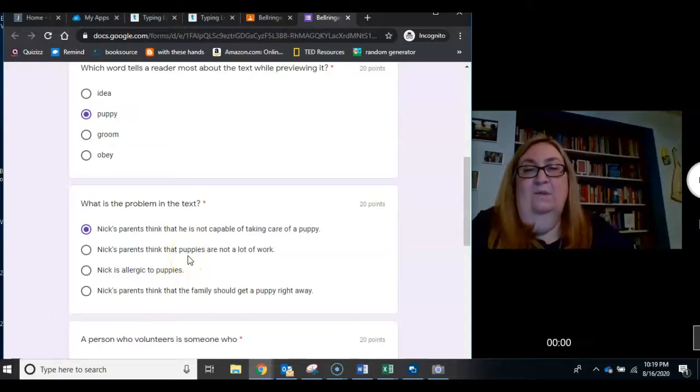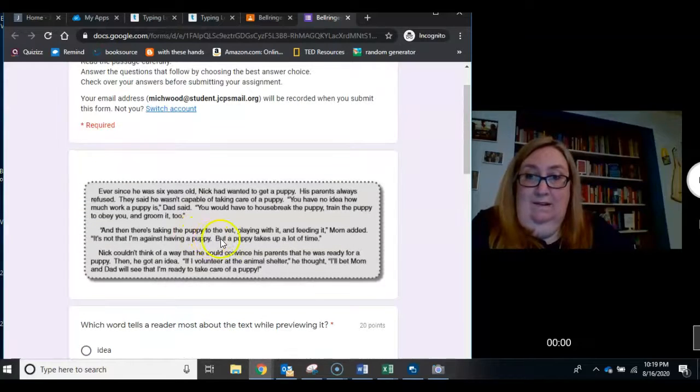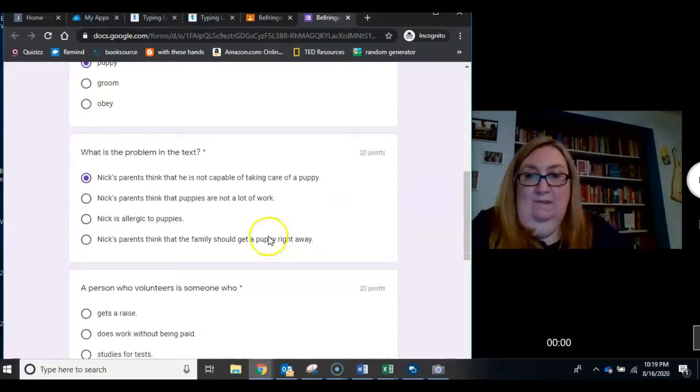Always, always, always read all the answer choices. Nick's parents think that puppies are not a lot of work. It's not that I'm against having a puppy, but a puppy takes up a lot of time, says mom. Dad says, you have no idea how much work a puppy is. So we know it's not that one. Nick is allergic to puppies.